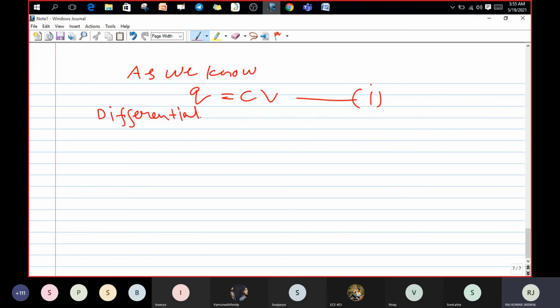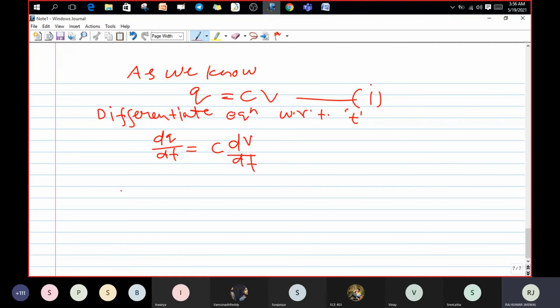Then, as we know, write with me only. As we know, Q equals to CV. Then this is the equation 1. I consider this equation 1. Differentiate this. Whatever formula I am deriving, this formula is also very, very important. Differentiate equation 1 with respect to t. Then I can write dq by dt equals to C, as a constant, dv by dt.